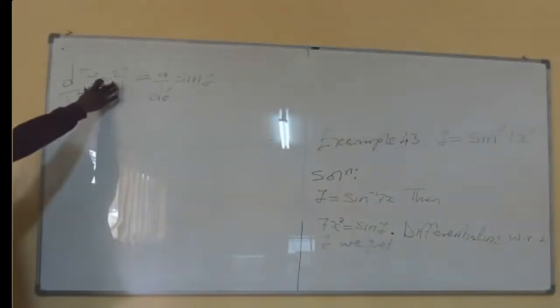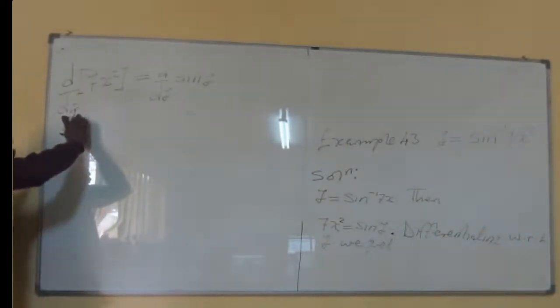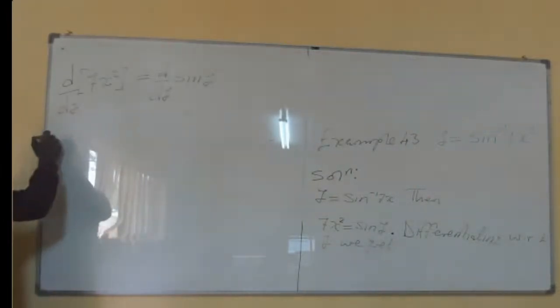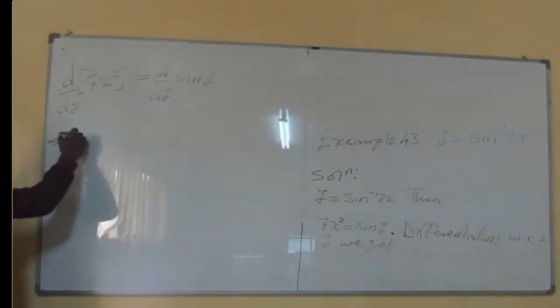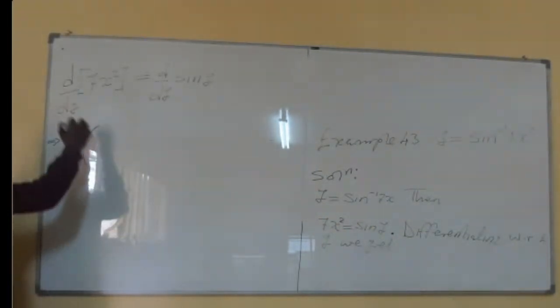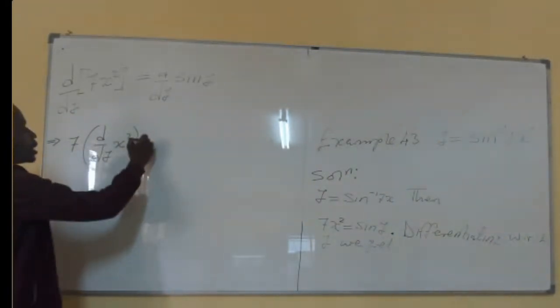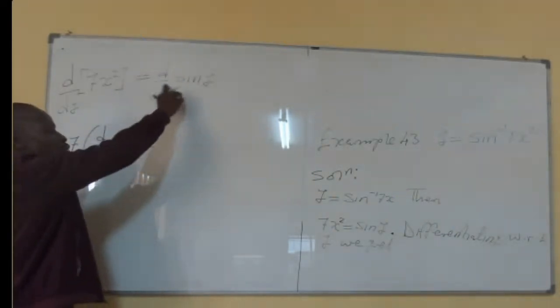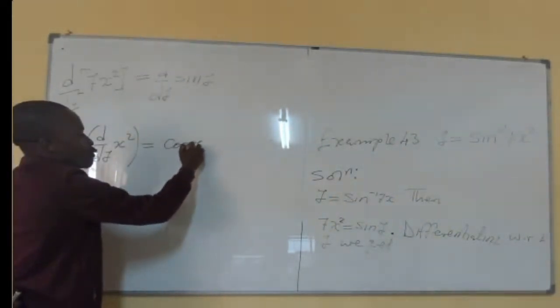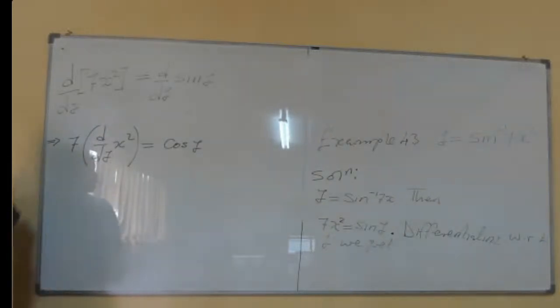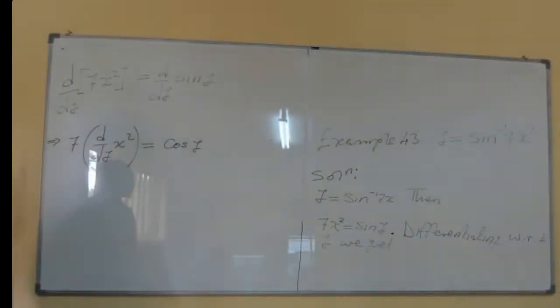Now, we are differentiating x² with respect to y, which means we need to differentiate this implicitly. We are going to use the implicit method for differentiation. So this will give us 7 times the derivative with respect to y of x², which is equal to the derivative with respect to y of sine y, which gives us the cosine of y. The issue here is we need to deal with the left-hand side.